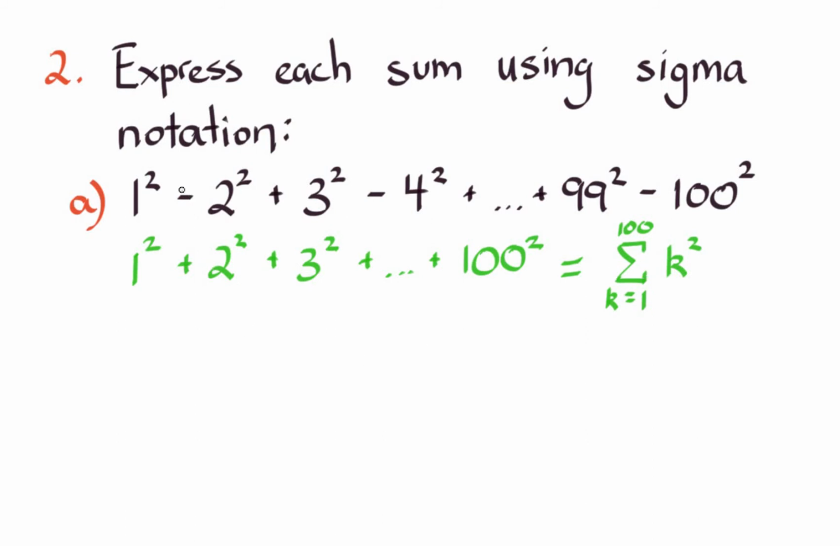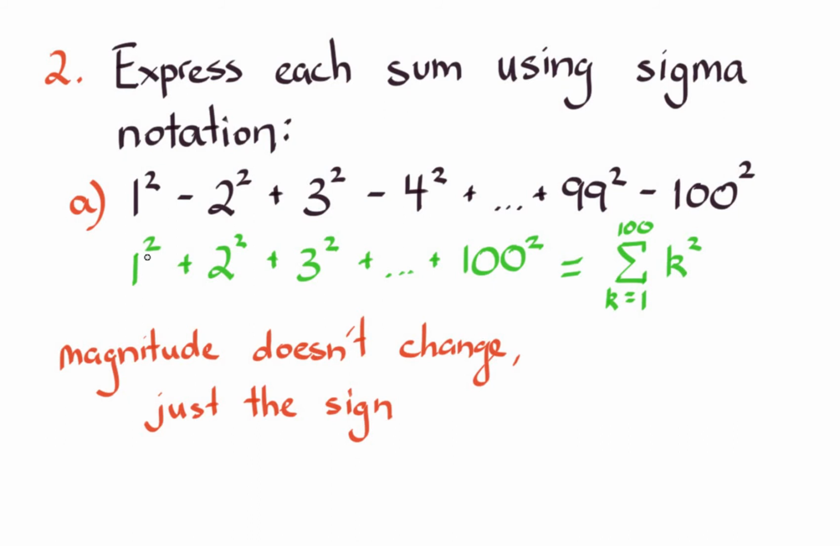But now let's try and account for this switching: negative, positive, negative, positive. So what are we going to do to account for that? See, the magnitude doesn't change when we look at each term compared in both lines. The magnitude doesn't change, just the sign. So because the magnitude doesn't change, we want to multiply by 1 essentially. But because the sign changes, we need to introduce negative 1.